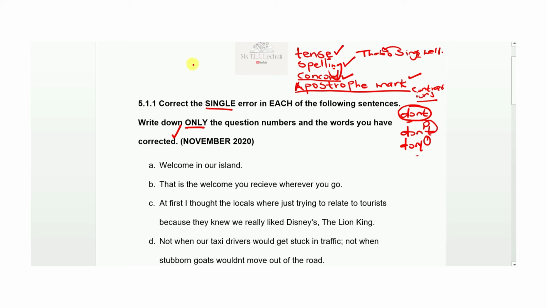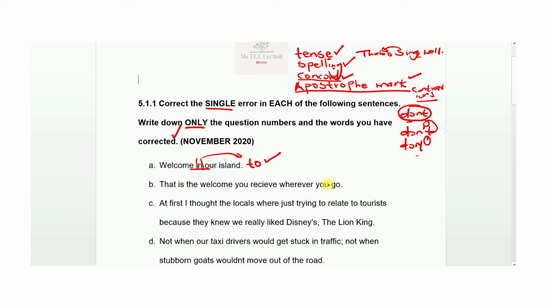Now let us look into the November 2024 sentences that examiners set to be corrected. And remember, we follow instructions. You don't rewrite, just correct the single error. "Welcome in our island." When I pronounce the sentence, it does not flow. "Welcome in our island." So we know that if the sentence doesn't flow, we've got what? A concord error. So instead of the word "in" here, it's supposed to be "welcome to our island." Therefore, we collect a mark because we picked up that the issue here was actually concord.